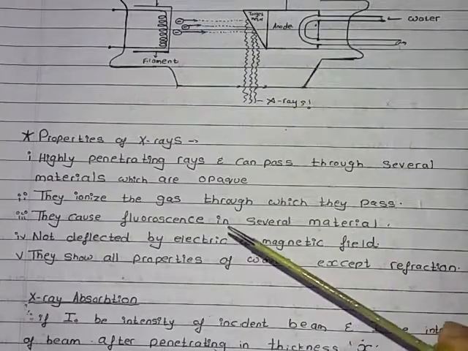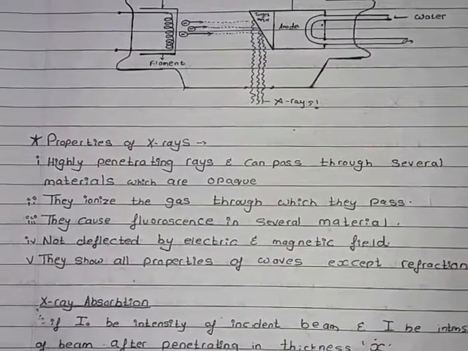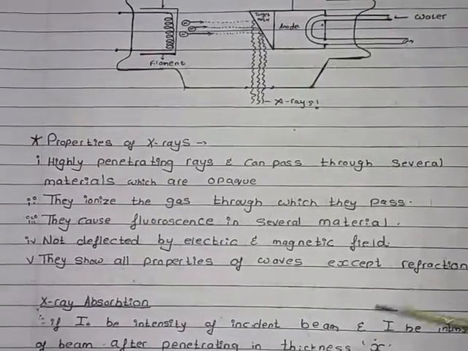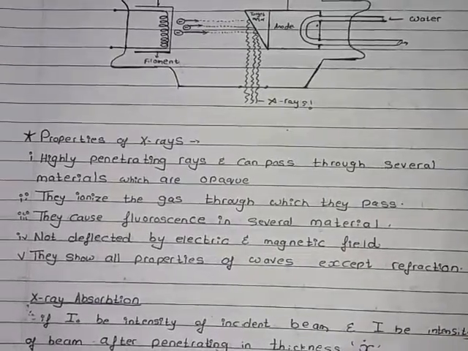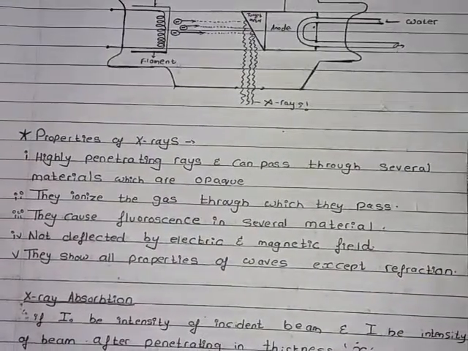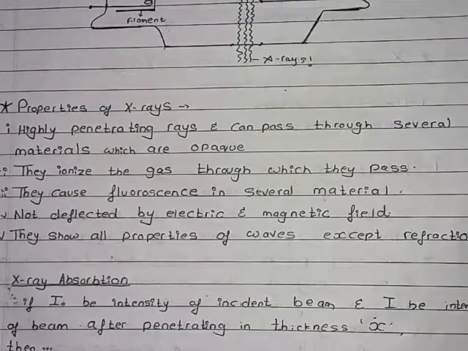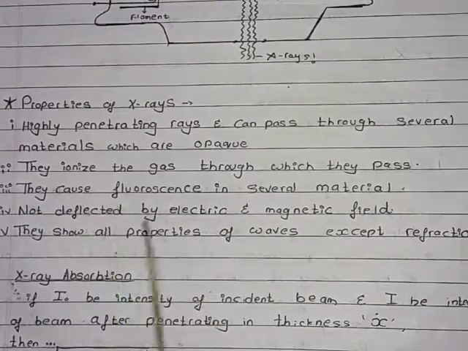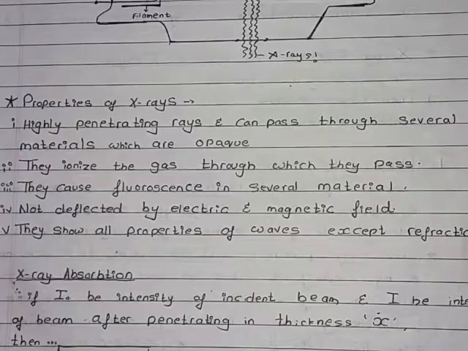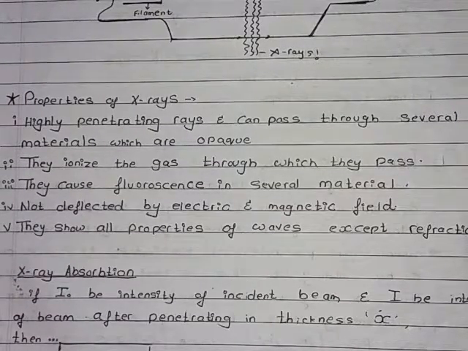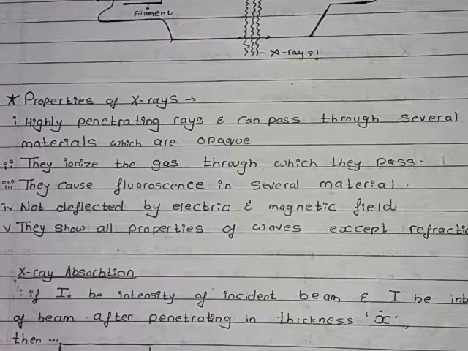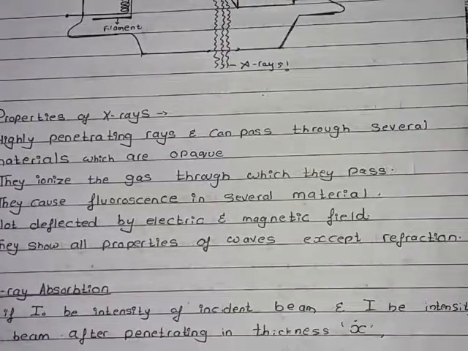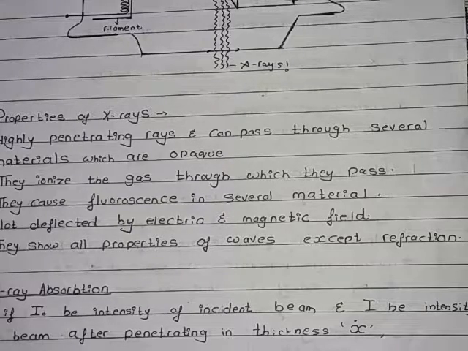They ionize the gas through which they pass. They can ionize any gas, for example CO2. They cause fluorescence in several materials. Now, what is fluorescence? I hope you all know. And they are not deflected by electric and magnetic fields. That's the very important part, because they are highly penetrating rays, they're not deflected. They show all properties of waves except refraction. They show reflection but not refraction. I don't know why, that's the property, of course.